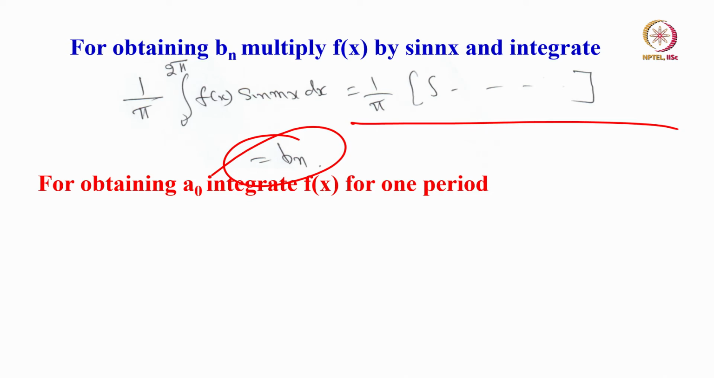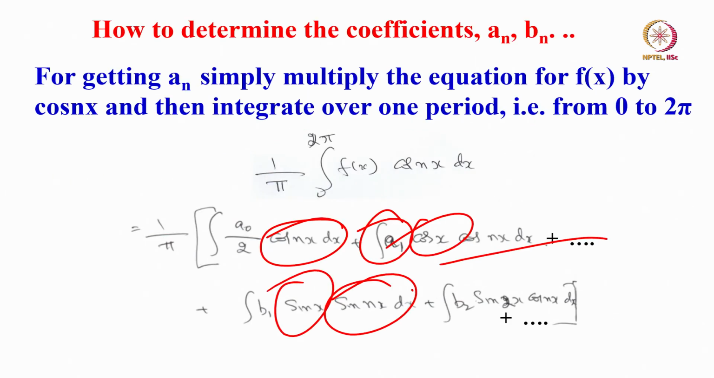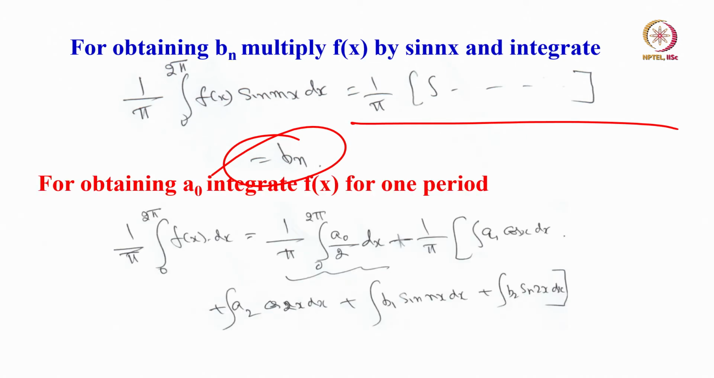What about a0? a0 is something different. There was no cosine or sine function here. If you remember, that term is actually only a0 by 2. So how do you get a0? For getting a0, you have to integrate the function f of x over one period. What is one period? I showed you it is 0 to 2 pi. If you take f of x from 0 to 2 pi, I can integrate it and get the value of a0. It is done very easily.